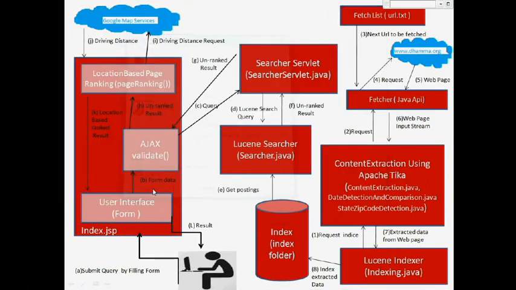So now after going to the live demonstration of my project, I would like to discuss the architecture of my project. There are two main parts of my architecture. They are the indexing part and the searching part. I have specified all the files which are related to that particular module of the architecture.